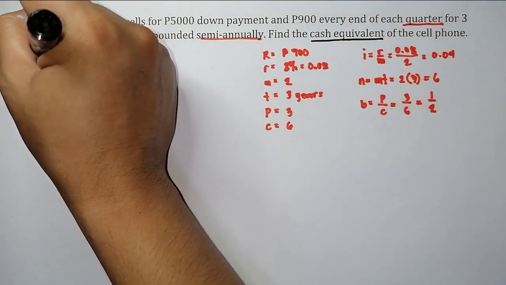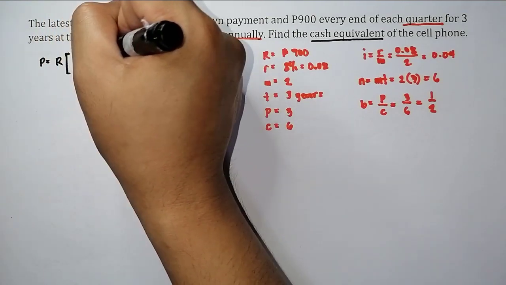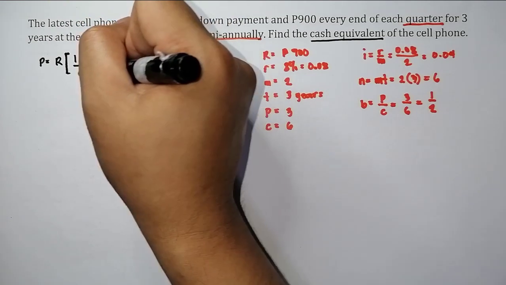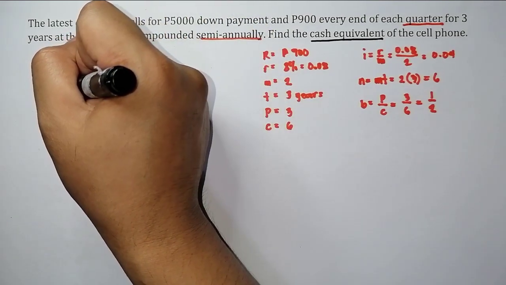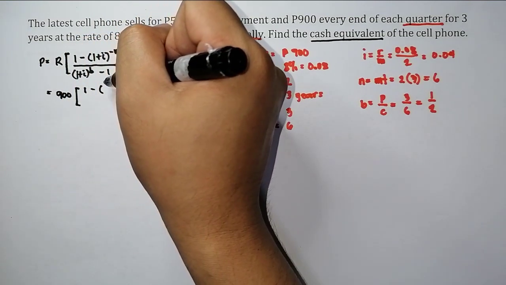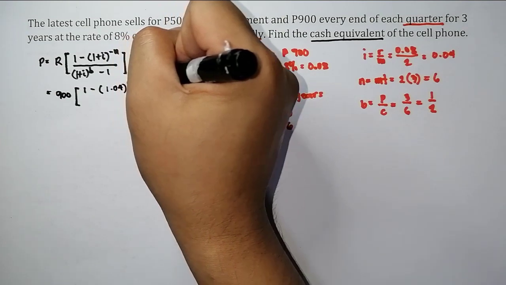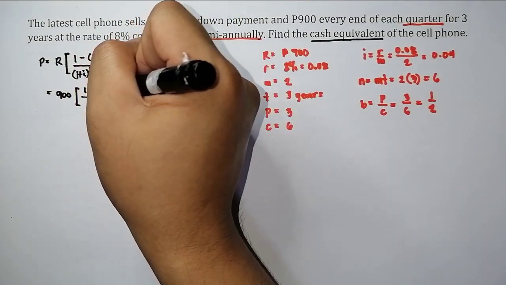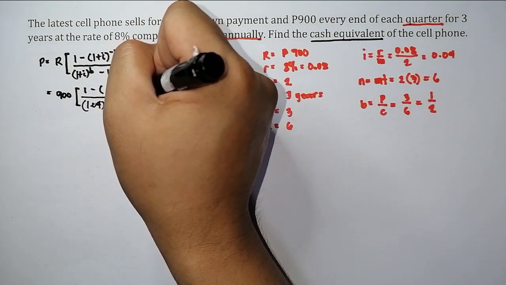So formula ulit tayo. We have P is equal to R times 1 minus 1 plus I raised to negative N over 1 plus I raised to B minus 1. Let us substitute the given. Our R is 900. And then we have here 1 minus 1 plus I. So since ang I natin ay 0.04, adding 1 to that will give us 1.04. Then raised to our value of n, which is 6. So this is negative 6. Over 1 plus I again, so that's 1.04 raised to the value of b, which is 1/2. And then we have minus 1.